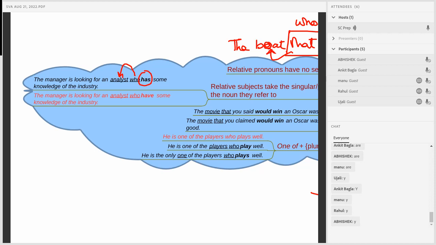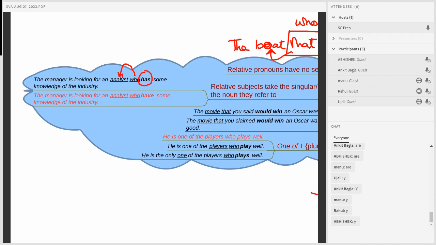So the manager is looking for an analyst who has. Now, who is the verb for? I'm sorry, has is the verb for who, but who takes its signal from analyst. Analyst is singular, so has will be singular. Now, the second one, just by sound, I'm pretty sure that it sounds really bad. The manager is looking for an analyst who have some knowledge. This is wrong. You'd have to say some analysts who have some knowledge, because if have is plural, then analysts also should be plural.